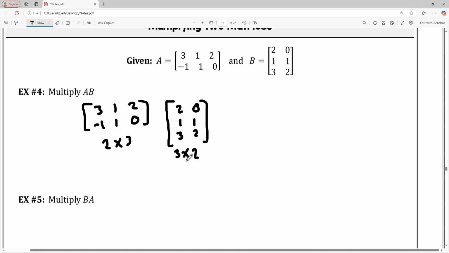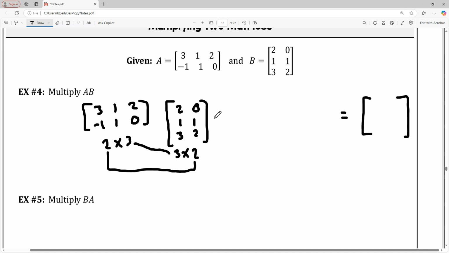So the answer is yes, I can, because these two numbers here in the middle match. The final answer, I'm going to leave myself a lot of space here, but the final answer I'm going to get is specifically going to be a 2 by 2 matrix. The reason I know that is these two numbers that are left over are 2 and 2.